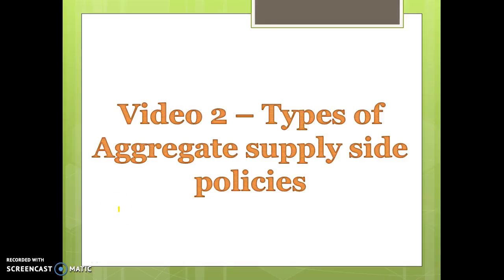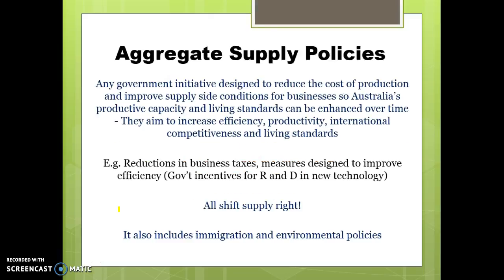Alright, the aim of this video is to define really clearly what is meant by aggregate supply side policies and have a look at some examples of aggregate supply side policies. So aggregate supply side policies, really critical definition.